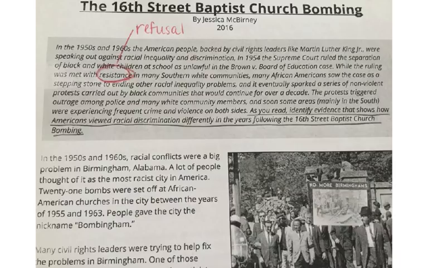The protests triggered outrage among police and many white community members, and soon some areas, mainly in the South, were experiencing frequent crime and violence on both sides.